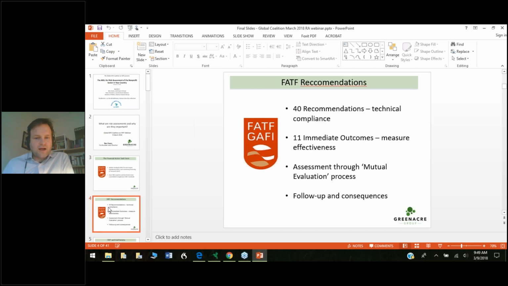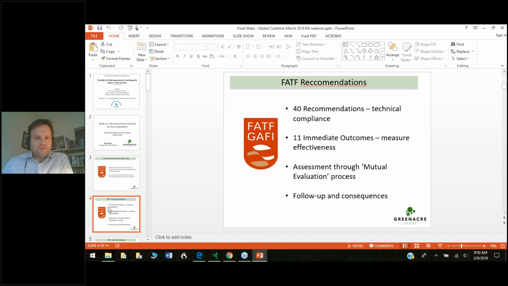So what are those rules? Well, there are 51 of them. There are 40 what are called recommendations, which cover technical compliance, and 11 what are called immediate outcomes, which measure effectiveness. All of these rules are tested, they're assessed through a process called a mutual evaluation process, through which every one of the 190 countries which is a member of FATF will be assessed by other countries and international bodies for how well they're meeting the requirements set out in these 51 rules.